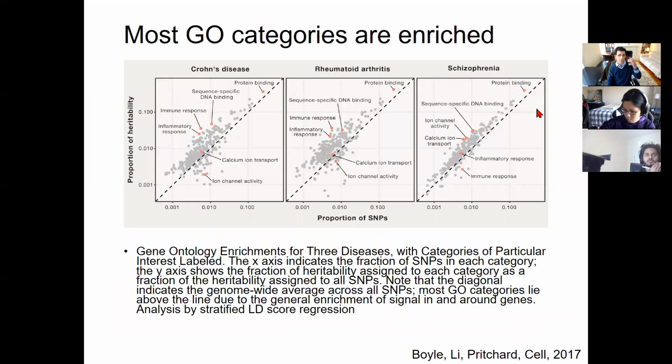So that leads to this very strange conundrum, which is that nearly every single gene ontology category is consistently enriched in these disease-associated genes. For Crohn's disease, protein binding as a functional GO category, sequence-specific DNA binding, immune response, inflammatory response, all of these are above the expectation. And of course, just to compensate, some of them have to be below the expectation, such as ion channel activity and so on and so forth.